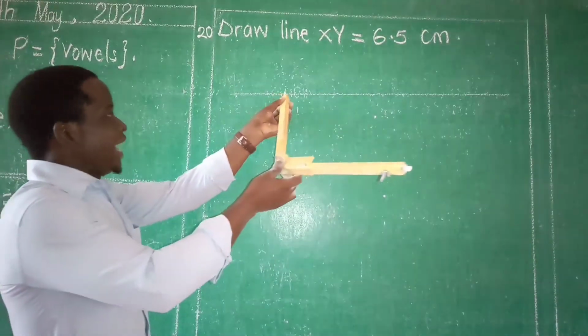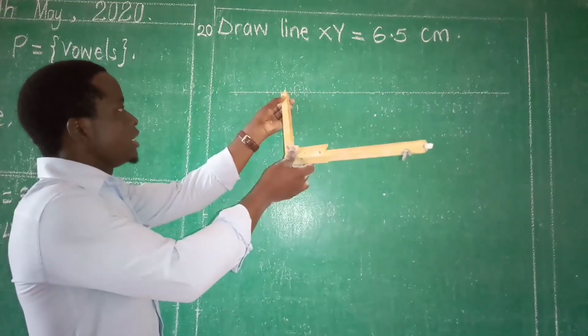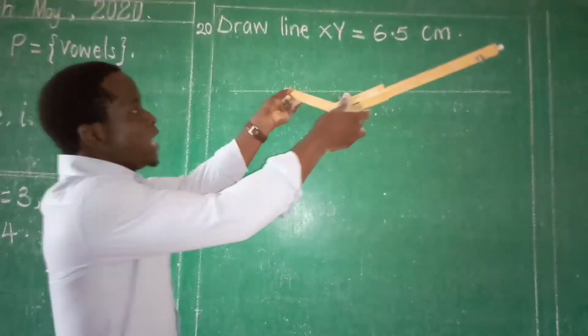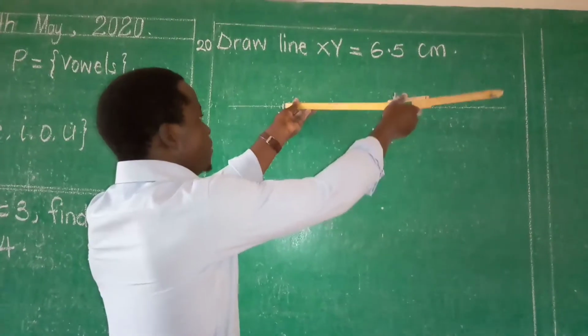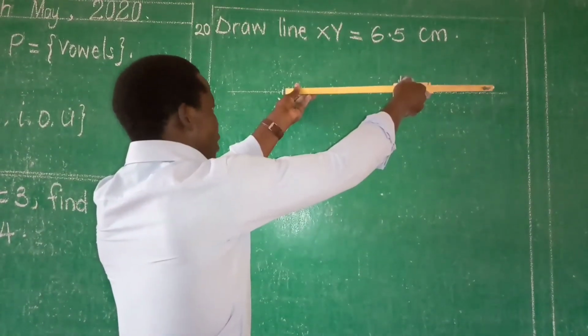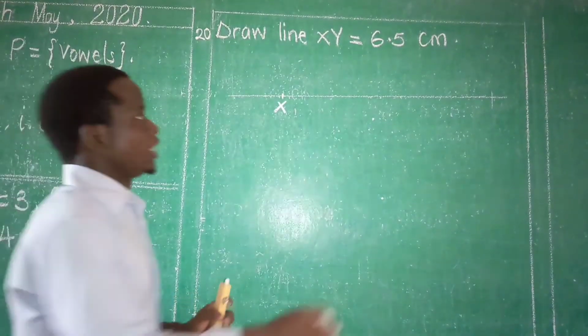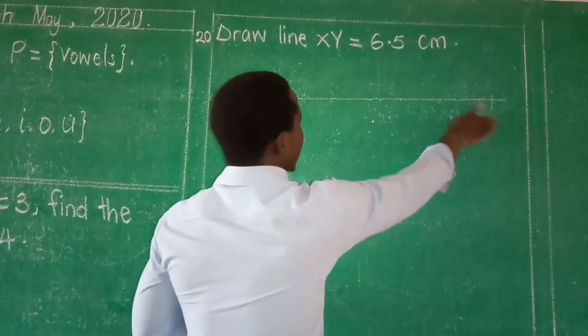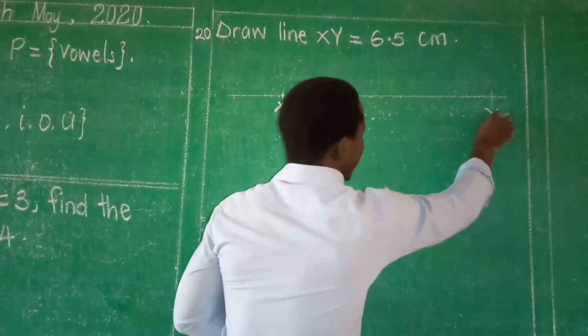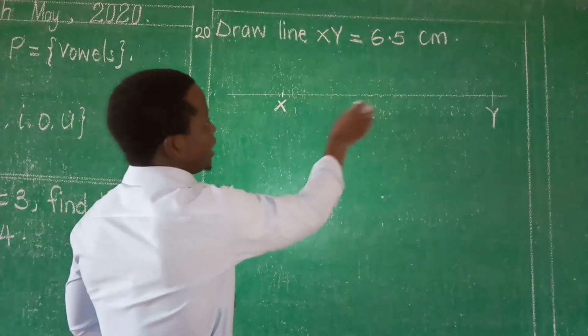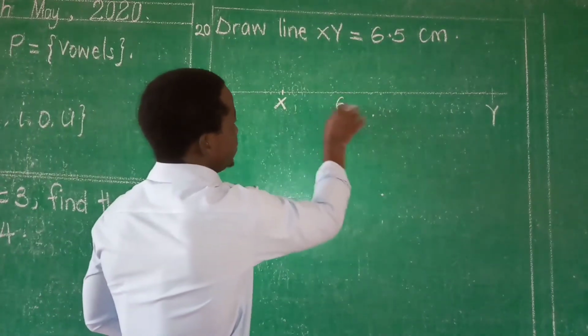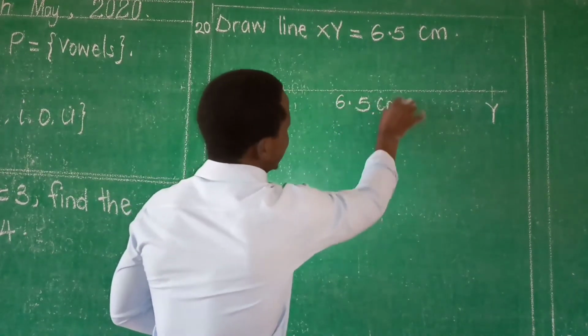Now, place your needle at point X and mark off where the compass ends. For the chalkboard, I've drawn a bigger one for you to be able to see. And where you mark, that's where your point Y is. And now, the length between X and Y will be 6.5 centimeters.